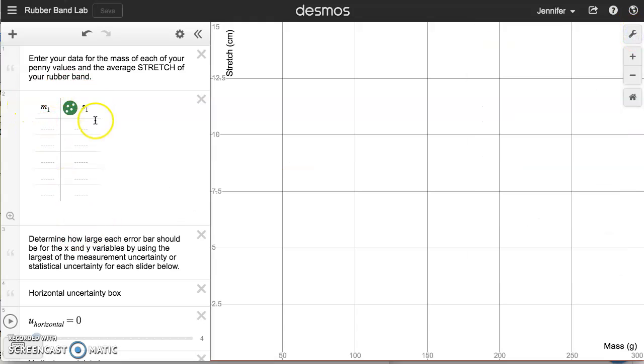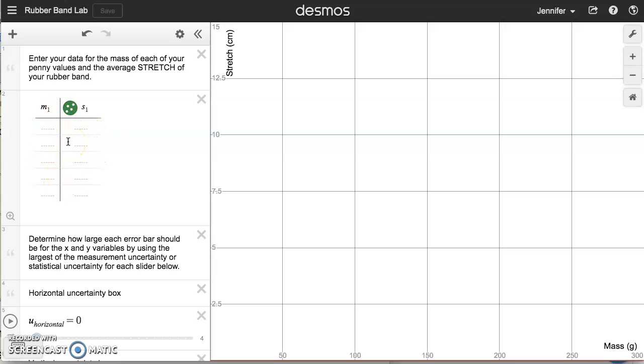So then I have a data table for you here. You see it says M1, so these are going to be our masses. I would like these masses to be in grams, so you need to have calculated from number of pennies to grams. And then we're going to have our stretch in centimeters. And again, this should be the stretch of your rubber band, not the length. So you'll type in your data here.